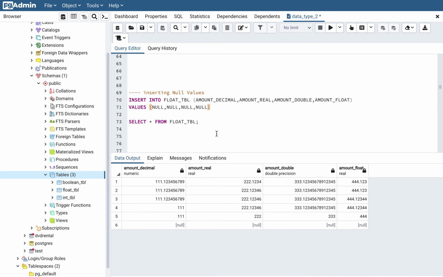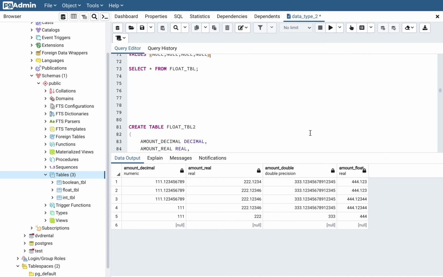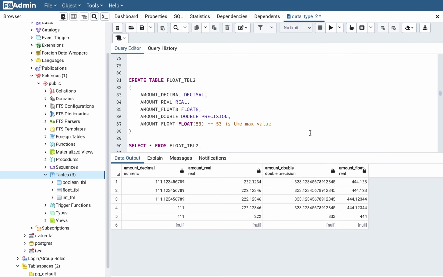So you should be very cautious that all of these data types, whether it is a decimal, whether it is real or float 8, whether it is double precision, or whether this is float n, which is float 3 here, all of them accept null values. There is no problem at all, right? Now this is about, in general, all these data types.